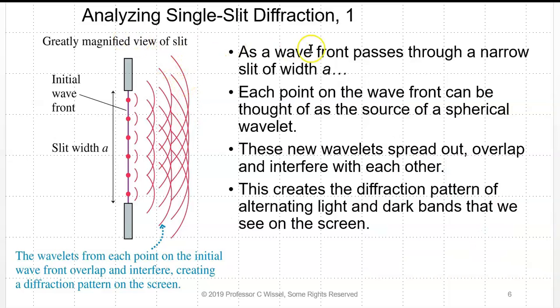Now, as a wavefront passes through a narrow slit of width a, each point on the wavefront, right here, can be thought of as the source of a spherical wavelet. The new wavelets spread out, overlap, and interfere with each other. This creates a diffraction pattern of alternating light and dark bands that we see on the screen.